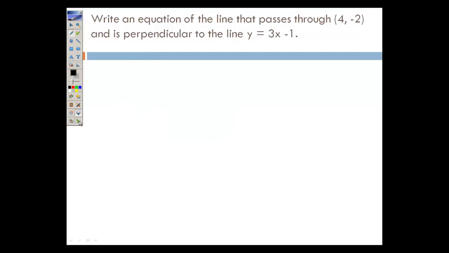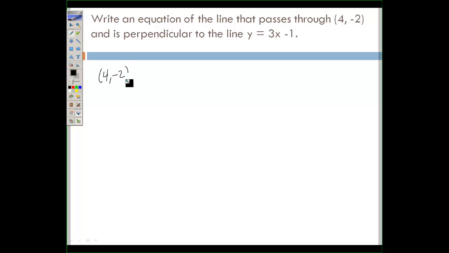Now let's talk about perpendicular lines. Okay. Similarly, they're going to give us a point, like (4, -2), and they're going to give us a line, y = 3x - 1. But we need to think really hard about what perpendicular really means. If this line has a slope of 3, then a line perpendicular to that would have an opposite reciprocal slope. I'm going to take the 3 over 1, I'm going to flip it over, I'm going to make it negative. This is the slope we need.